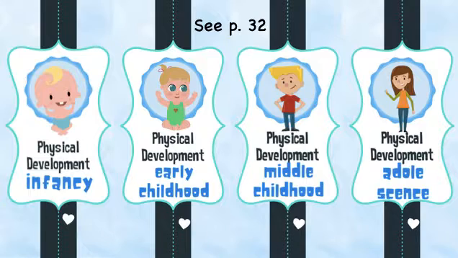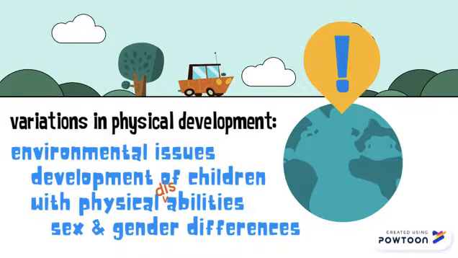So everyone, we have looked at the difference between these four phases of development. For the comparison summary between these phases, you may refer to the book on page 32. So those are the basic physical development of children.